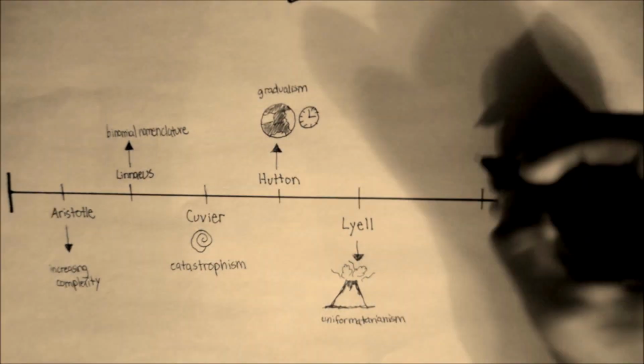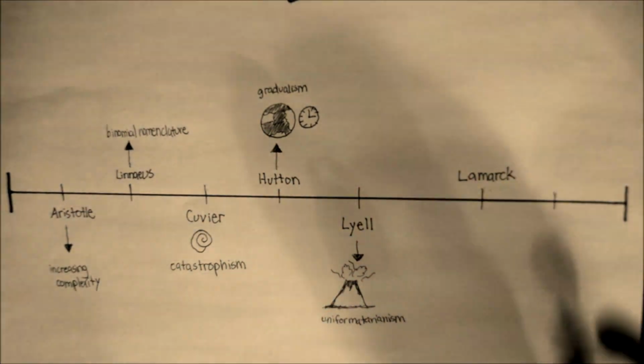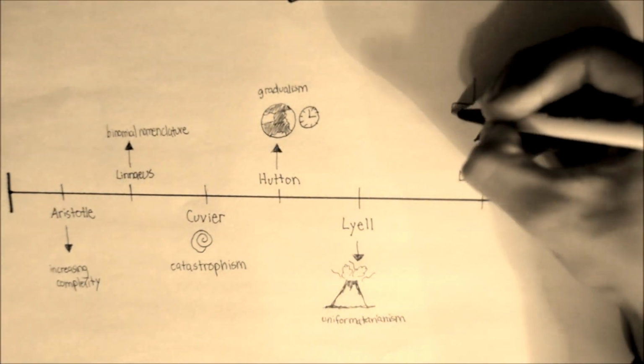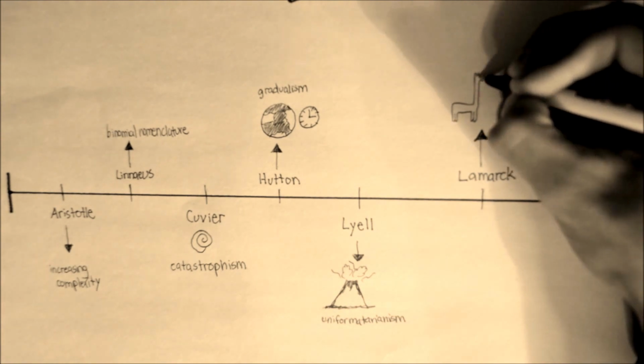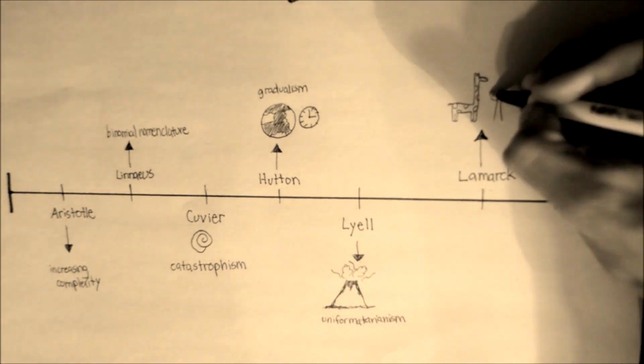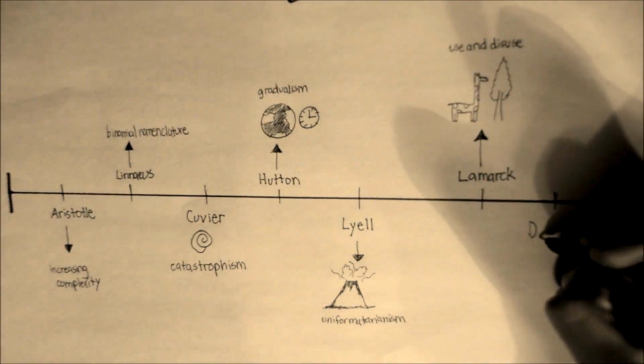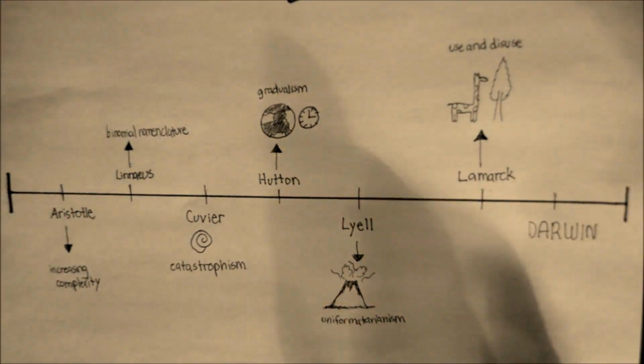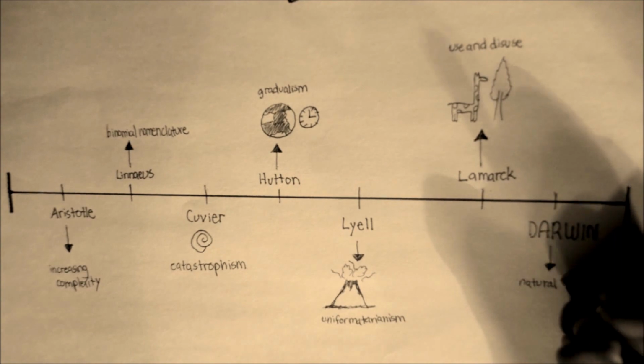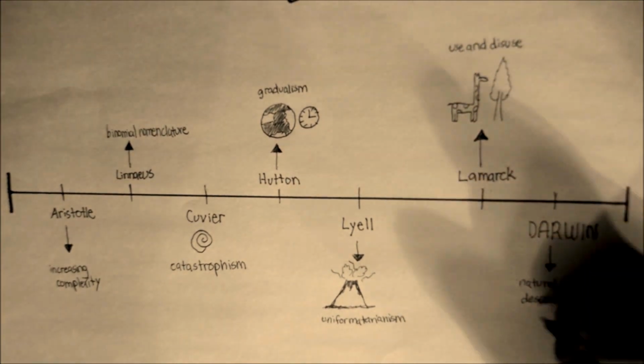Lamarck stated that if animals used a certain body part a lot of times, then it would grow stronger and more efficient. So basically, according to Lamarck, if a giraffe wanted to get leaves from a taller tree, it would suddenly elongate its neck and get the leaves. But we know that's not true. Thank you, Darwin, for actually using common sense to explain evolution, unlike Lamarck.